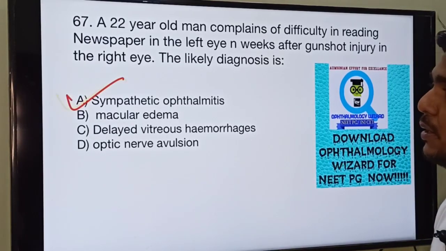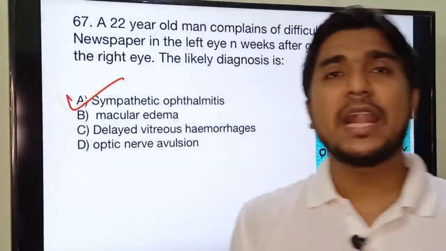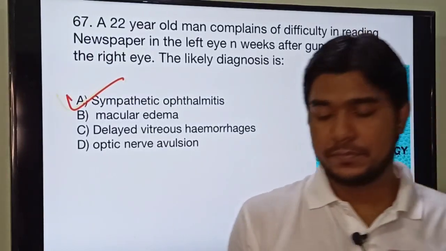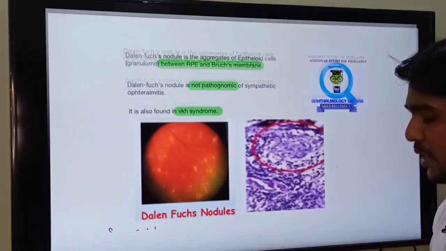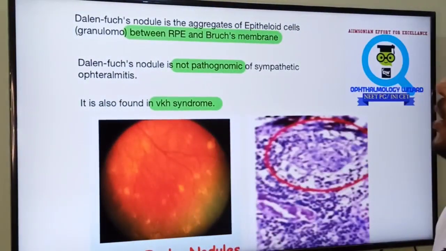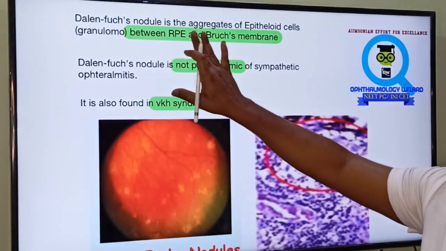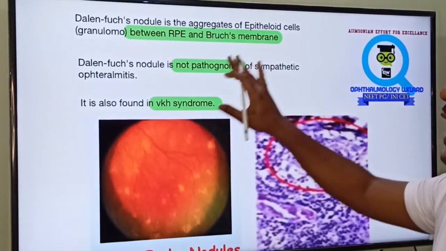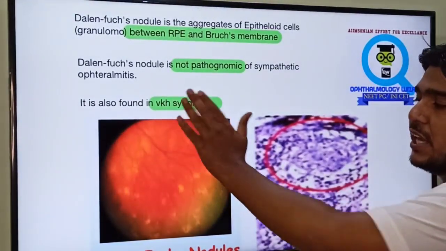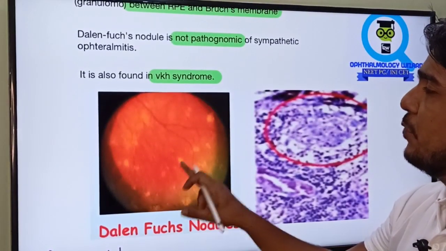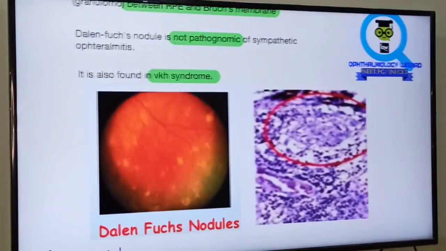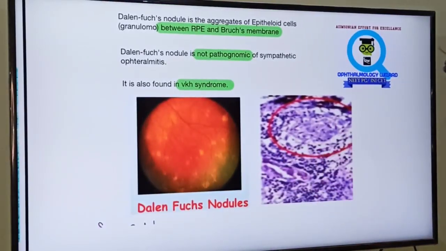Sympathetic ophthalmitis. The injured eye is called the exciting eye and the other eye is called the sympathizing eye. What is important for sympathetic ophthalmitis? Sympathetic ophthalmitis is a chronic granulomatous uveitis. There are Dahlen-Fuchs nodules present between the RPE and Bruch's membrane. And remember, this is not pathognomonic because it is also present in VKH syndrome. These are the Dahlen-Fuchs nodules, a granuloma of epithelioid cells.